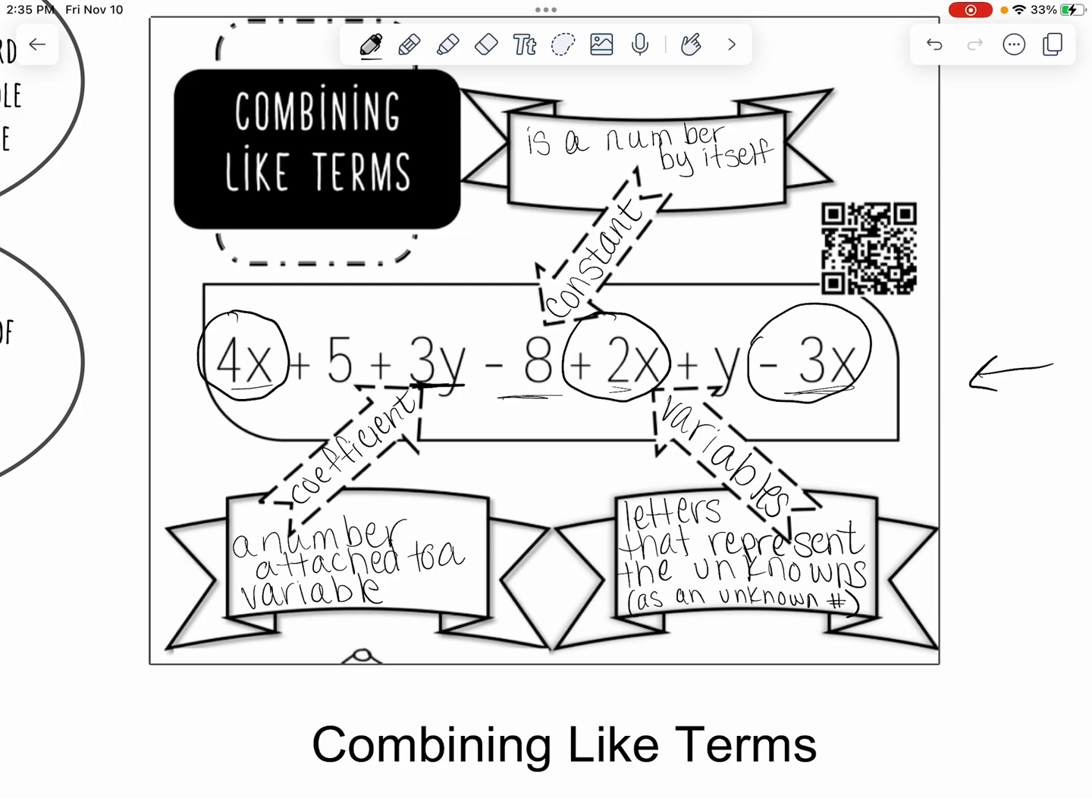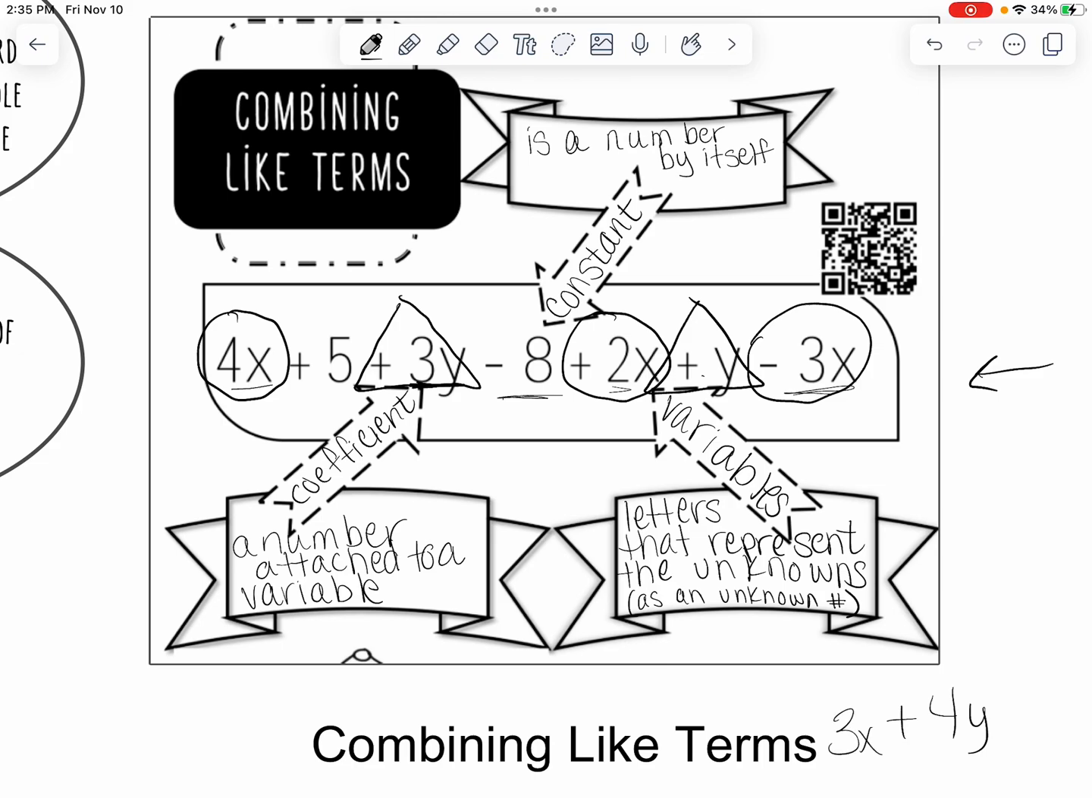Now I want you to put a triangle over the y. Let's put a triangle and a triangle. So that means that I can combine my 3y and my 1y. So this is 3y, and I'm adding another y to it. So I get 4y.